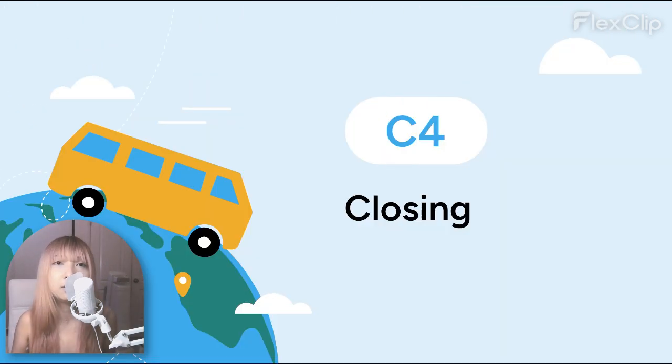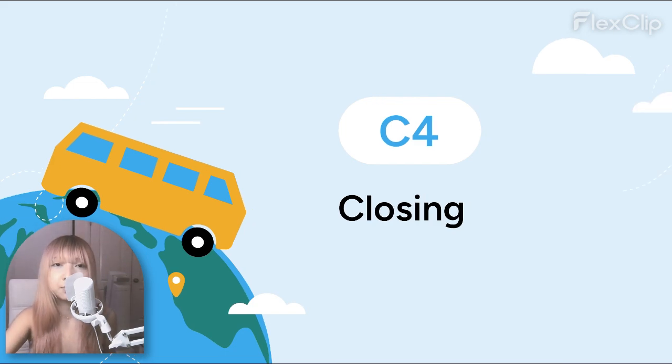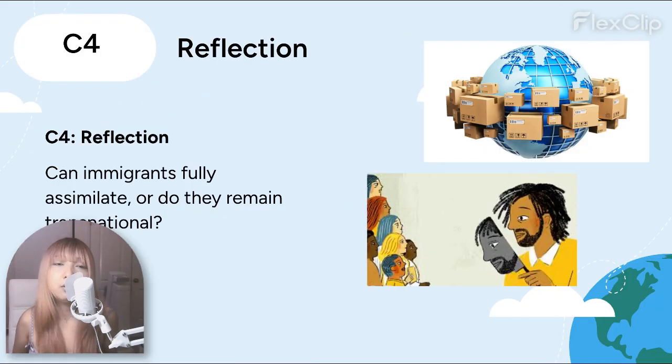C4, closing. Reflection. To close this lesson, students reflect on whether immigrants can fully assimilate into one country or if they maintain a transnational identity. So the big question is, can immigrants fully assimilate or do they remain transnational? This question encourages students to synthesize what they've learned and apply the concepts to a broader issue about identity and belonging, helping them move beyond a simple definition to a deeper critical thinking.